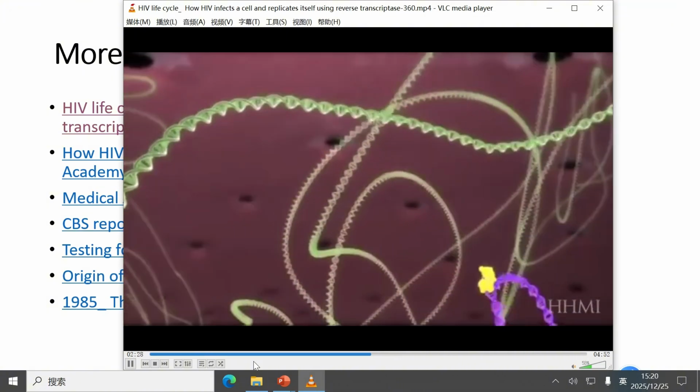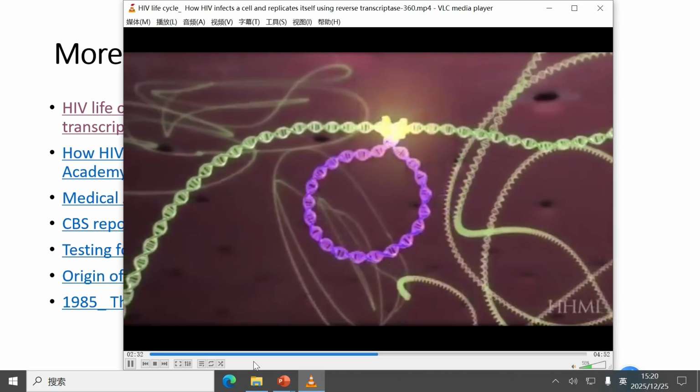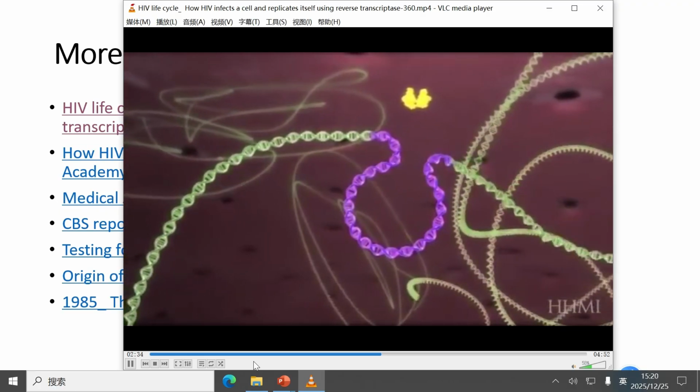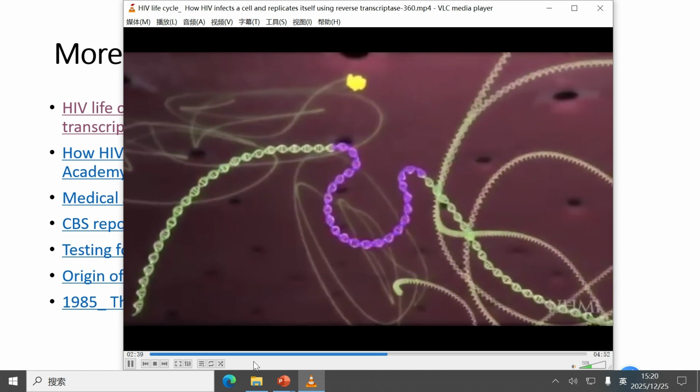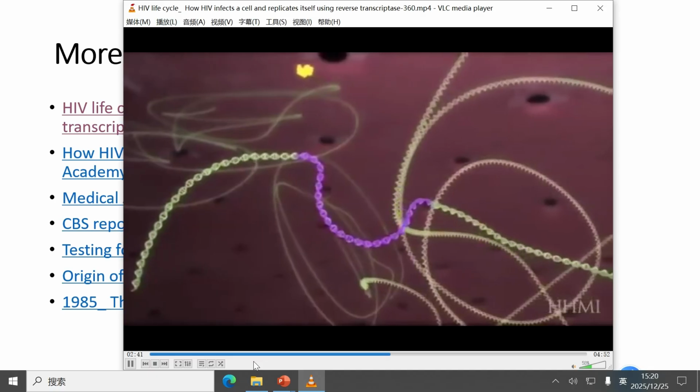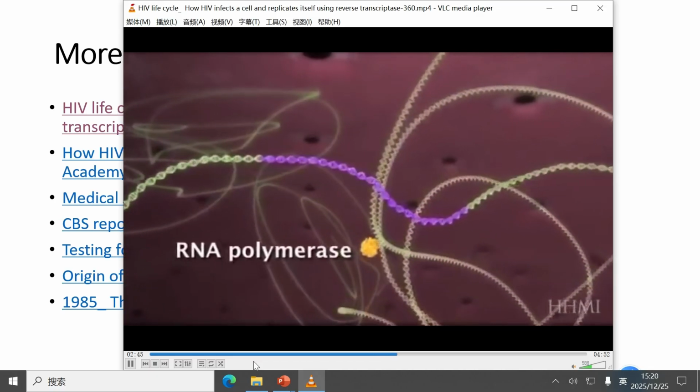Within the nucleus of the cell, it finds the host chromosome, and the integrase enzyme makes a nick in the host DNA and allows for HIV to insert itself into the host chromosome. And that right there is what establishes lifelong infection.